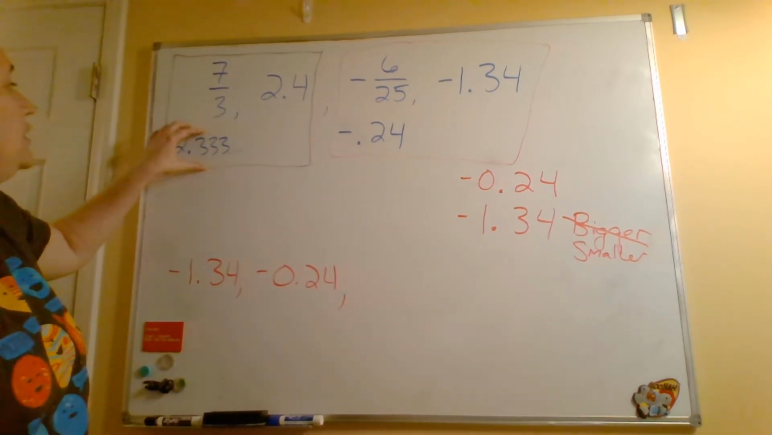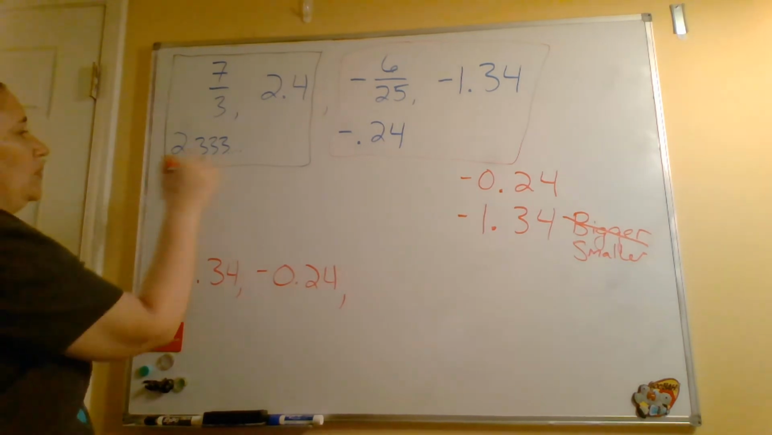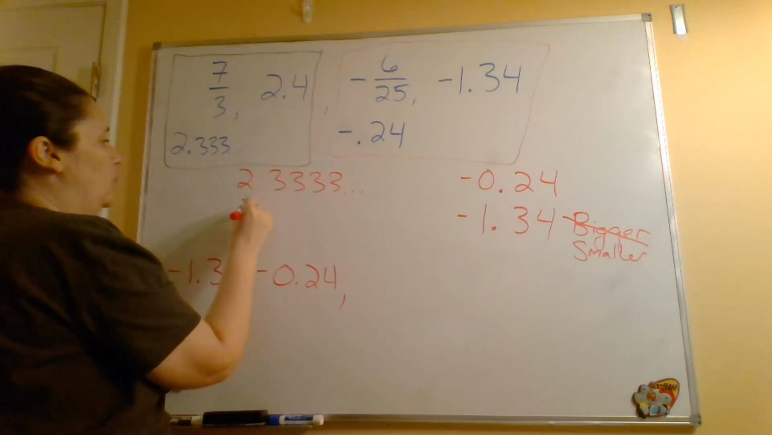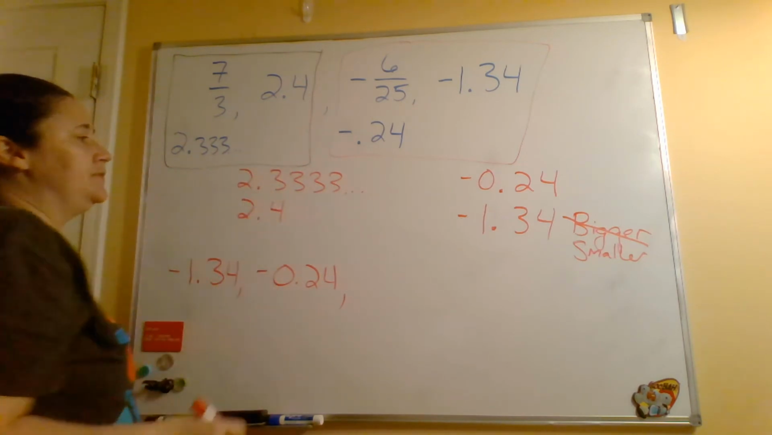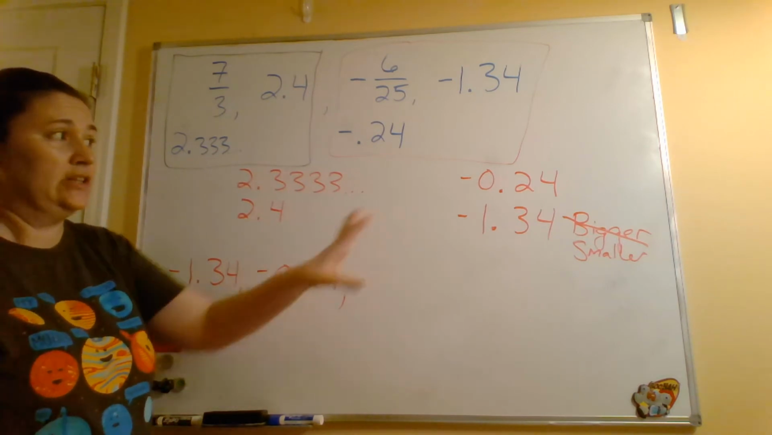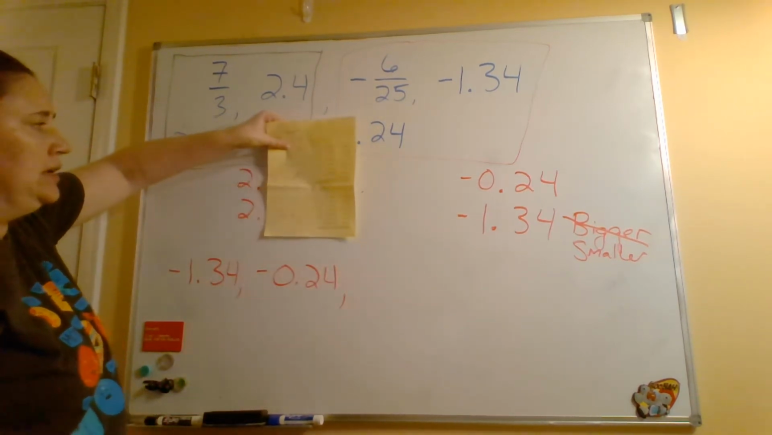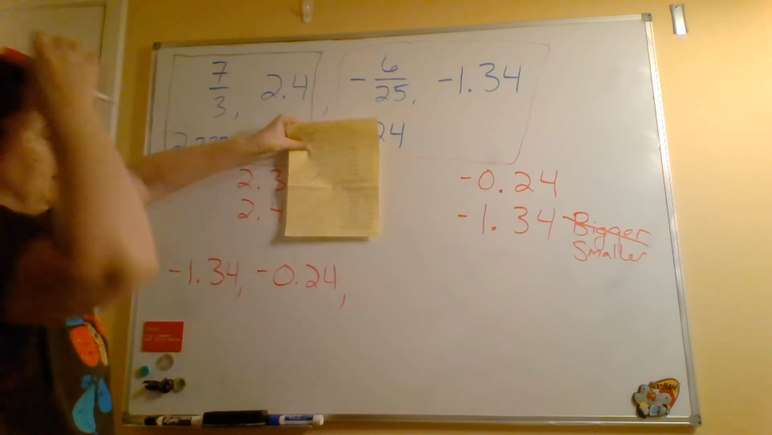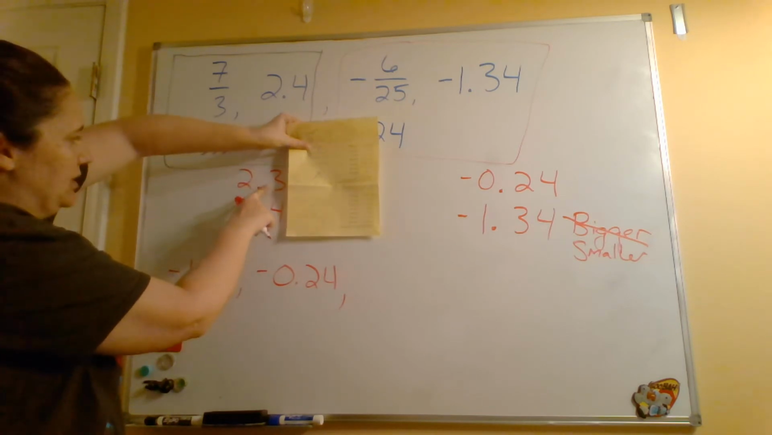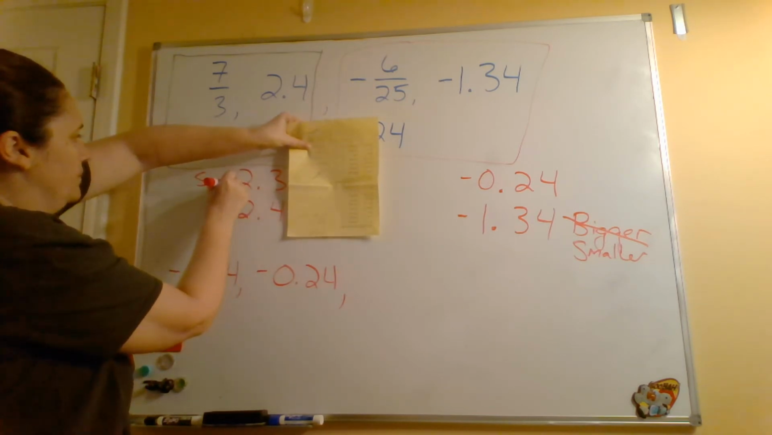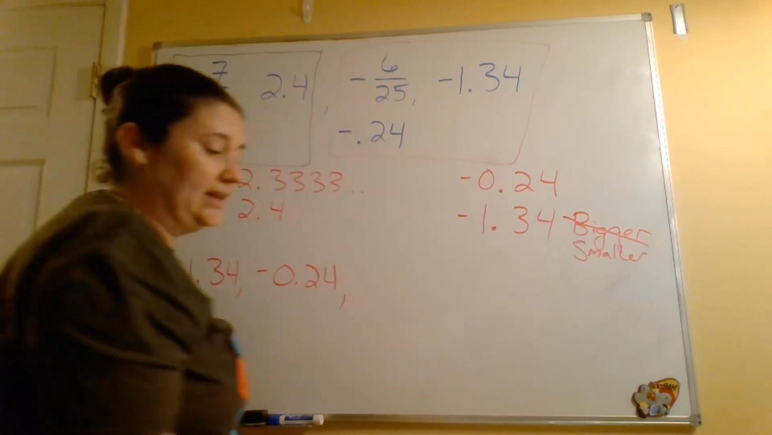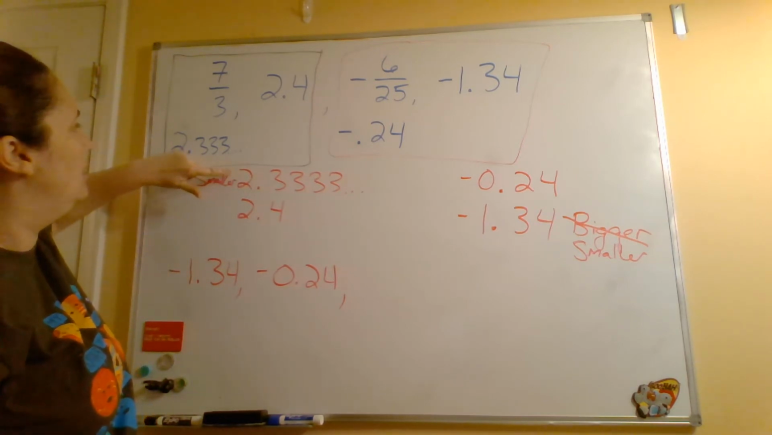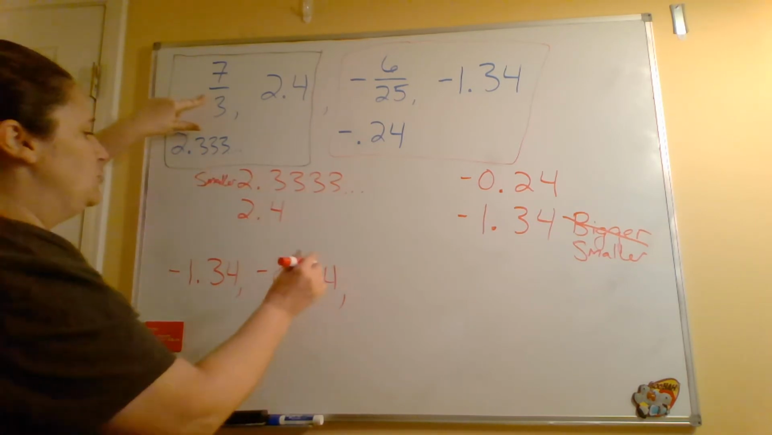Now I have to order these decimals. This is 2.3333 repeating. This one is 2.4. These are positive, so whatever's bigger is going to end up being bigger. It's not going to be the opposite, because these are positive numbers. In the ones place, they're both equal. In the tenths place, this has a 3 and that has a 4. 3 is less than 4, that means this is the smaller number. There's no negative signs in front of them, so the smaller number is the smaller number. This needs to come next on our list, 2.3 repeating, which was 7/3.